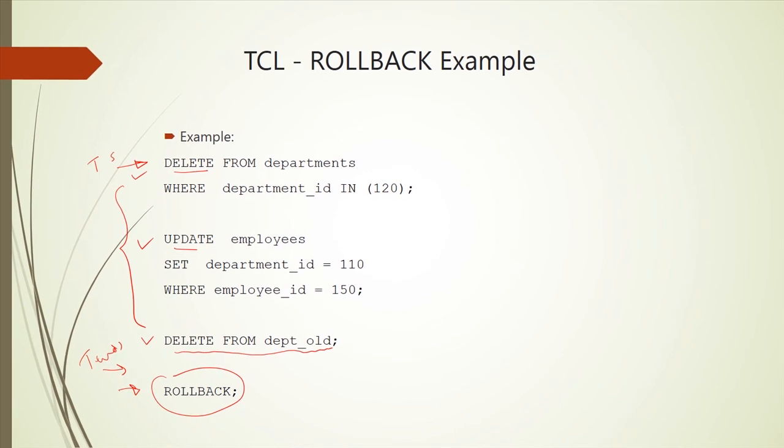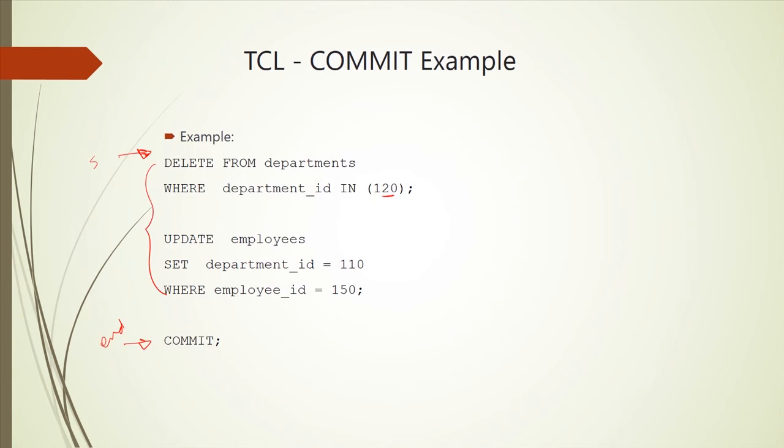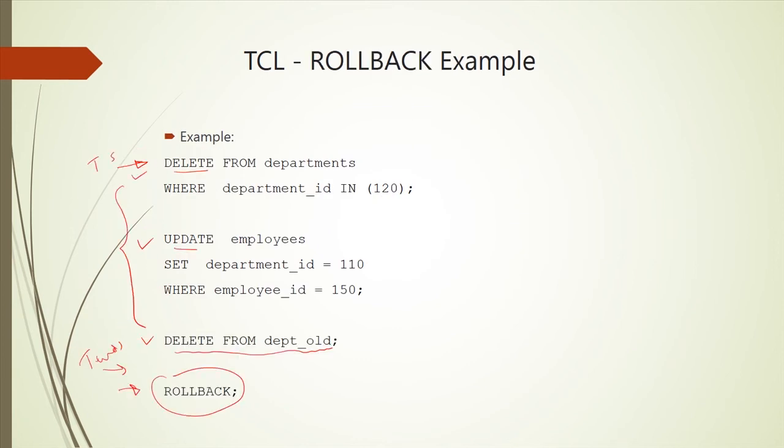As we can see, the transaction starts with a DML statement and ends with a commit or rollback. If you return to this slide, the transaction ends with an explicit commit or rollback, meaning the end user issues commit or rollback, or an implicit commit or rollback. What is meant by implicit commit or rollback? Implicit commit happens if you run a DDL statement or if you run a TCL statement.